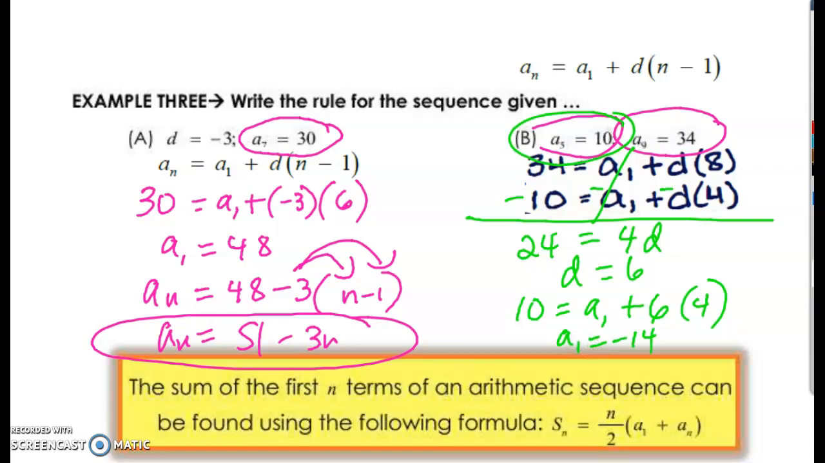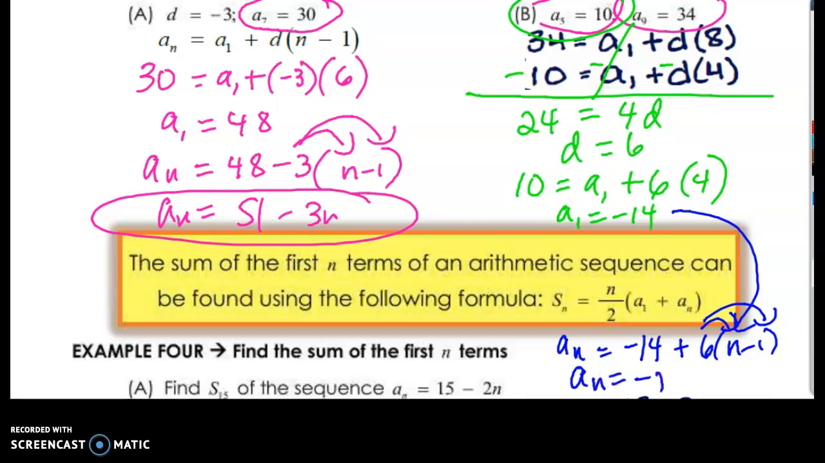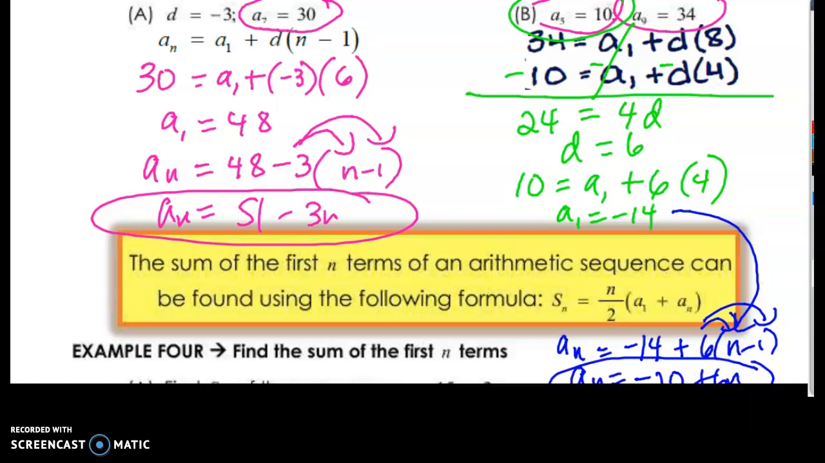So I'm almost finished and I'm running out of room here. We want the general rule. So a sub n, I'm going from here to here because I'm kind of running out of room, equals the first term, which we found to be -14, plus the difference, 6, times n minus 1. Now we can just simplify that, and we end up distributing the 6 and then combining like terms, and we get a sub n equals -20 plus 6n. So that's more how people would write that.